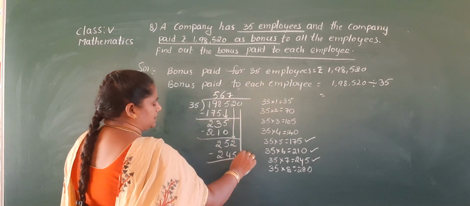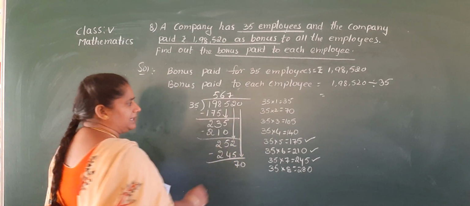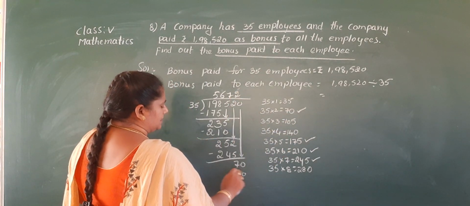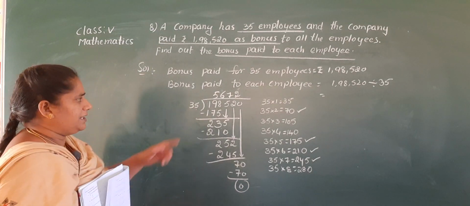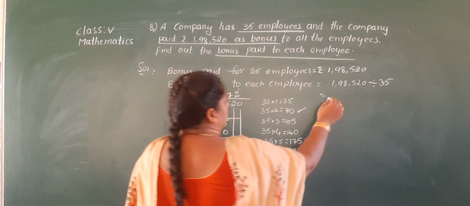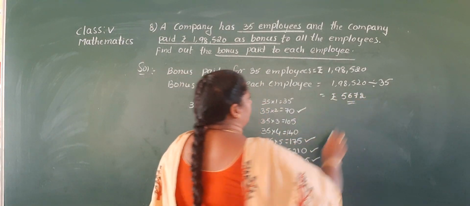Now you take down 0. Now the number is 70. How many times we get 70? Yes, 2 times. So 35 twos are 70. So remainder is 0. So bonus paid to each employee equal to 5,672 rupees. Okay, is it clear to you children?